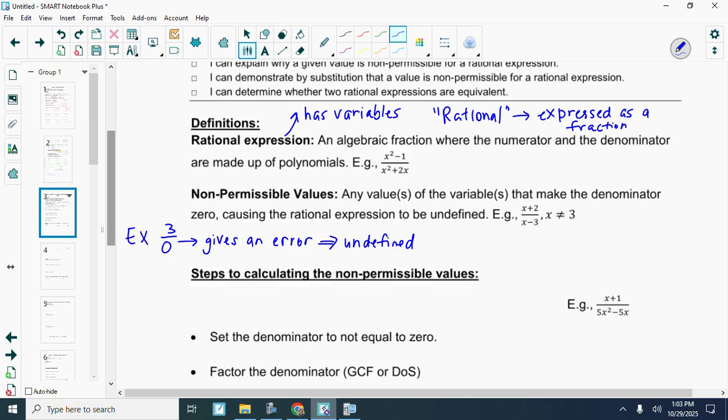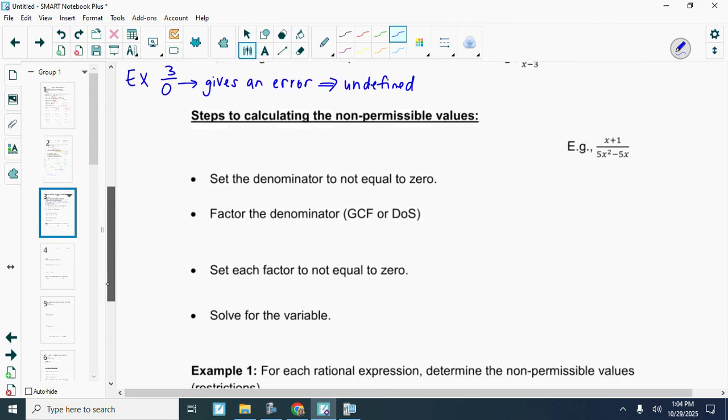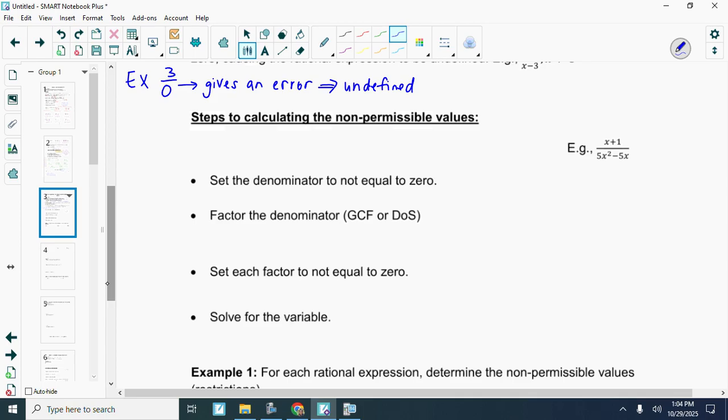You can see with this rational expression, I have something on the denominator, and we want to put a restriction on it. We can say x can be any number except the number that makes that denominator equal to 0. It can be any other number, just not that one. Here's what it looks like. The first thing we do is take our denominator, the bottom number, and set it to not equal 0. In this case, 5x squared minus 5x, and we use this symbol, not equal to 0.